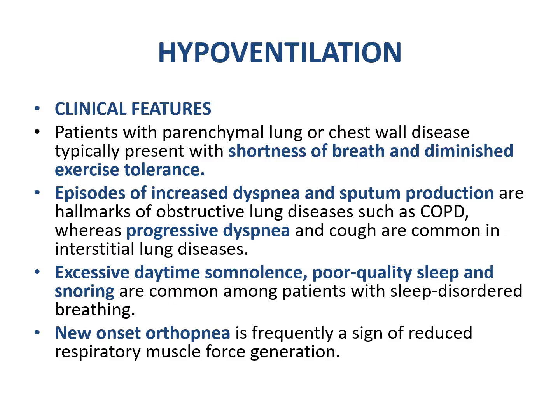Patients with parenchymal lung or chest wall disease typically present with shortness of breath and diminished exercise tolerance. Episodes of increased dyspnea and sputum production are hallmarks of obstructive lung diseases such as COPD, whereas progressive dyspnea and cough are common in interstitial lung diseases. Excessive daytime somnolence, poor quality sleep, and snoring are common among patients with sleep-disordered breathing. New-onset orthopnea is frequently a sign of reduced respiratory muscle force generation.